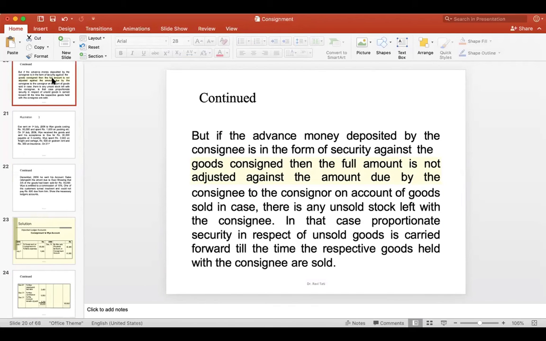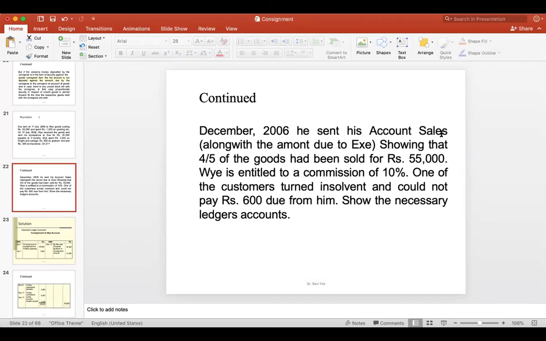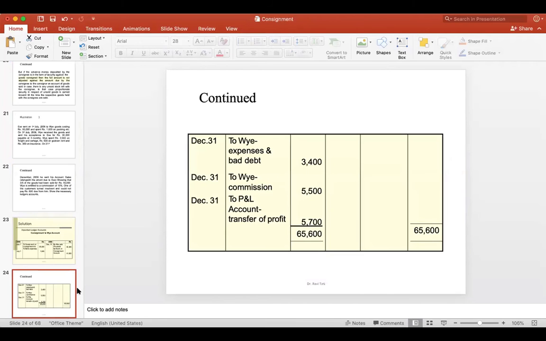And there is a commission. Commission is paid on the sales, right? What is the sales value? On sales value of 55,000, 10% is paid. 5,500. Okay, consignment account debit to commission, 5,500. Okay. Next, what else?